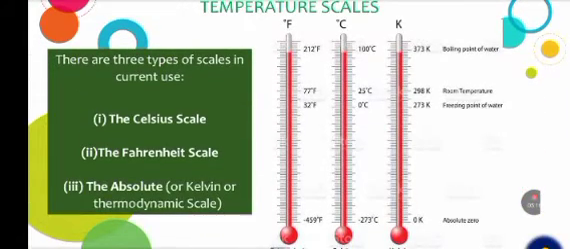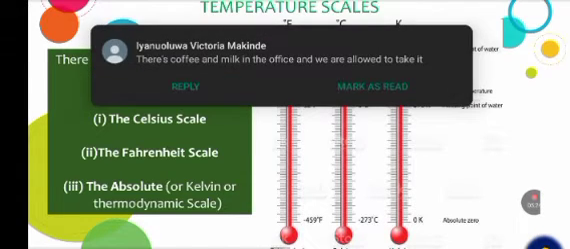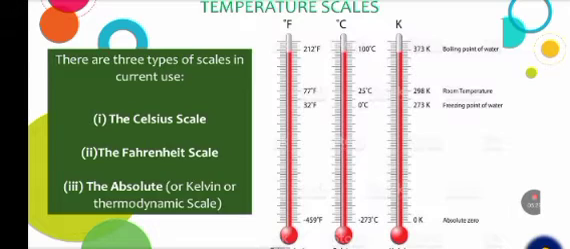And we look at the temperature scales. We look at the Celsius scale, Fahrenheit scale, and the absolute or Kelvin scale. If you can see from the diagram, the first scale is the Fahrenheit scale. The Fahrenheit scale has an absolute zero of minus 459 degrees Fahrenheit. This is the theoretical lowest temperature that we believe can be achieved. That's the absolute zero.